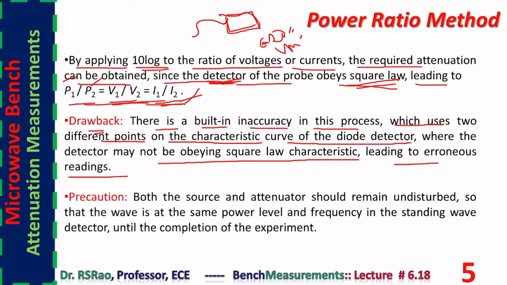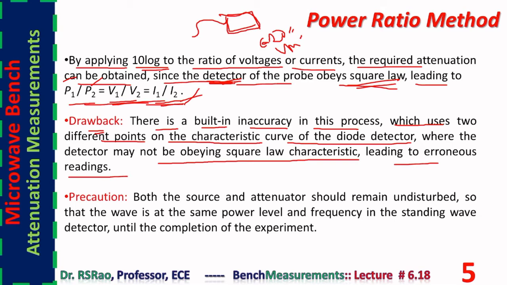If the operating point is below or above this small portion of the characteristic, then the deviation from square law becomes huge. We are making the measurements at two different points. These points may be one below the portion where square law characteristic is obeyed. One may be above the portion where square law characteristic is obeyed, at least approximately.